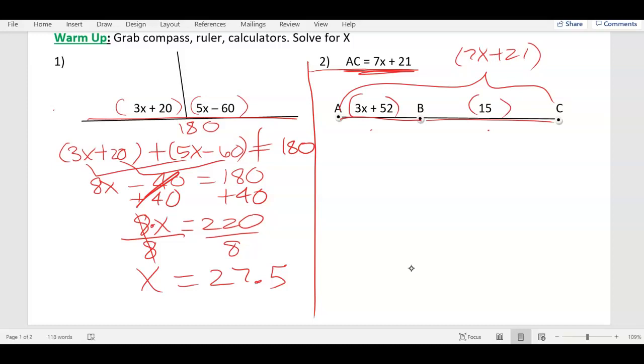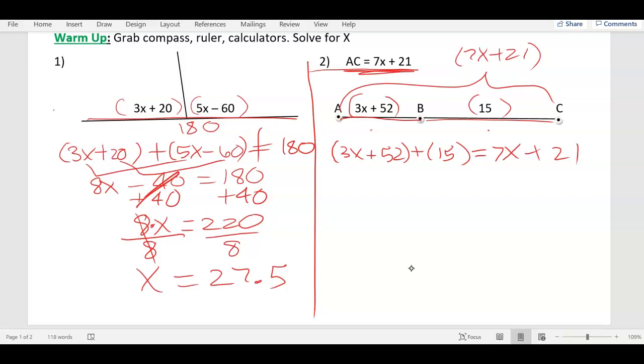So let's write our equation. What should I write for my equation? Okay, 3x plus 52 is one part, plus the other part you said is 15, equals the whole thing, 7x plus 21. Part plus part equals whole. That's the big idea from yesterday. It's always going to be that case when you see something like this. You want to think, is it part plus part equals whole?